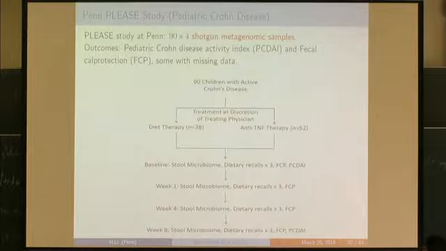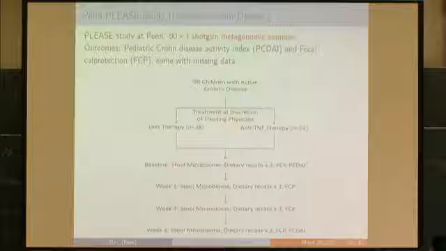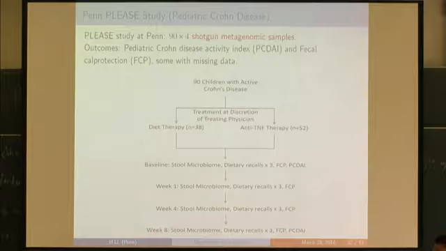At the baseline level, we have diet information and stool microbiome, and we did shotgun metagenomics at baseline, week 1, 4, and 8. So this is a longitudinal follow-up study. At each time point, we assess whether the children respond to the treatment or not, as measured by two clinical measurements. One is PCDAI, the other is FCP. So in total, we have 90 times 4 shotgun metagenomic data.